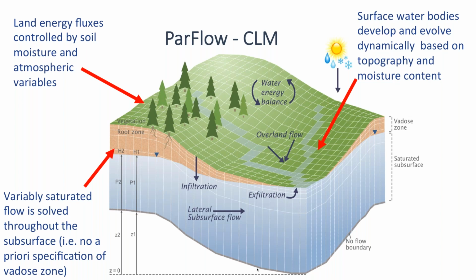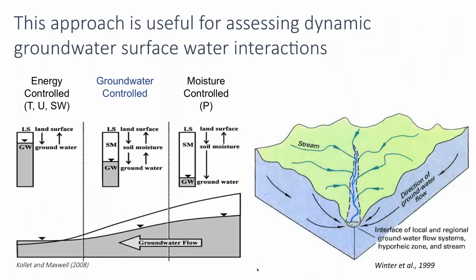So just to highlight what the advantages are of this approach, on the lower left, I'm showing that we're simulating variably saturated flow throughout the whole subsurface, so we never specify what's the vadose zone and what's the groundwater. We just say this is the subsurface, and we solve the same equation everywhere. We have our land energy fluxes, which are controlled by soil moisture and atmospheric variables, so they're fully connected with our subsurface. And then also a big difference is for overland flow, we never specify here's our river network and route things through our river network separately. We have water ponding and overland flow occur based on the physical equations that we're solving. We form water bodies within our model without a priori specifying where they will be. So this approach is really useful if you want to assess dynamic groundwater-surface water interactions.